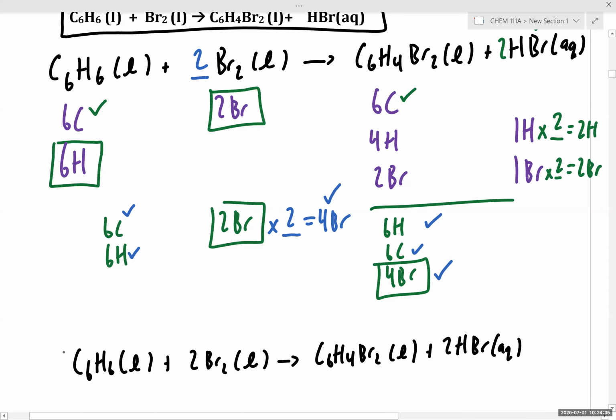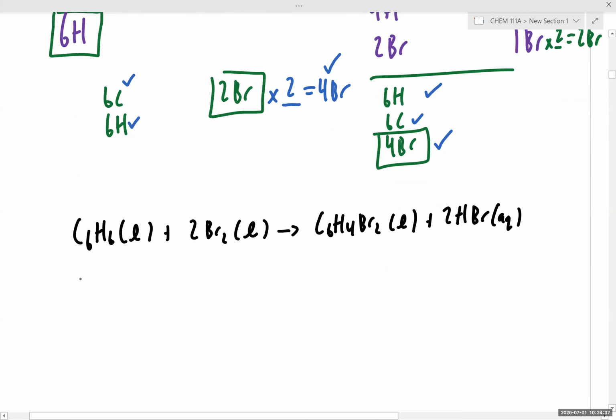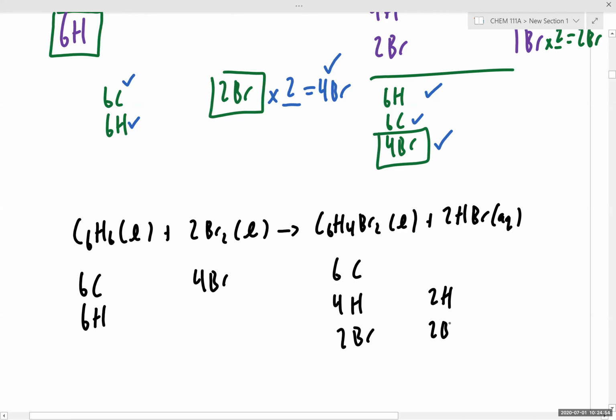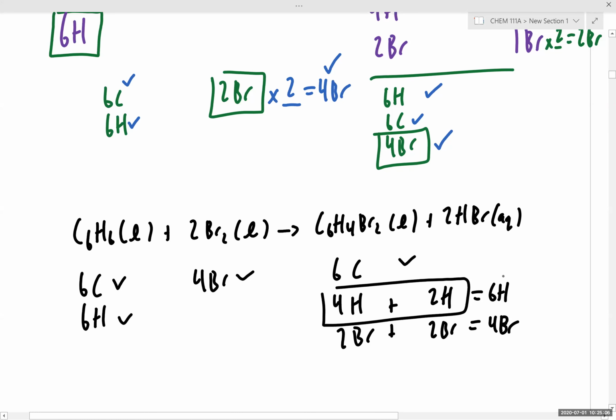Perfect. So now we have a balanced equation. Just to check our work, we have 6 carbons, 6 hydrogens, and 4 bromines. We have 6 carbons, 2 hydrogens, and 2 bromines in our first compound. And we have another 2 hydrogens and 2 bromines in our second compound. Adding it together, we have 6 hydrogens and 4 bromines. So our equation is completely balanced, so we put a check mark next to it.